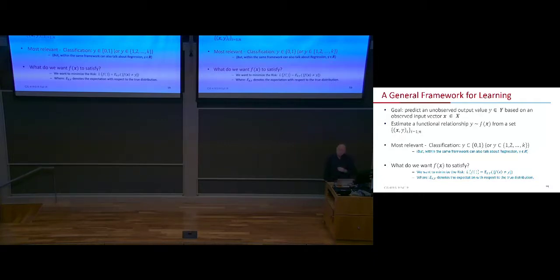Or, saying another way, I want to understand this functional relation, f of x, from a set of pairs x, y. We are actually talking now only about classification, so y is going to be a discrete number. But what do we want it to satisfy? How do we decide how well we're doing?